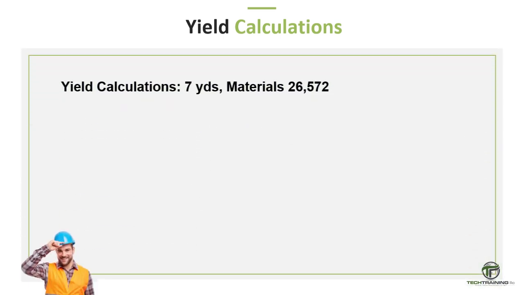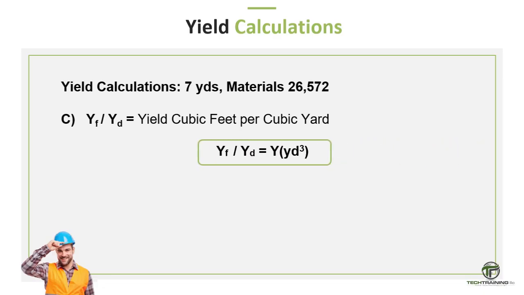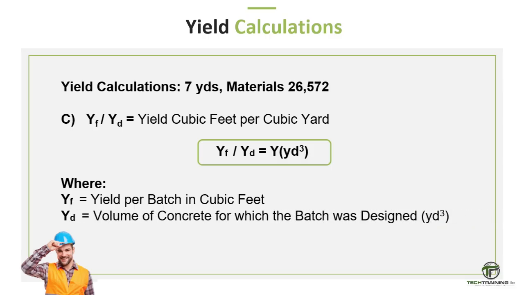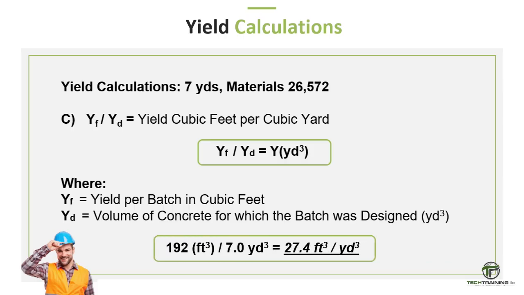Now, let's calculate the yield of cubic feet per cubic yard. Here, the calculation is y subscript f divided by y subscript d, where y subscript f is the yield in cubic feet, and y subscript d is the yield in cubic yards for which the batch was designed. So, the calculation is 192 cubic feet divided by 7 cubic yards, gives us a yield of cubic feet per cubic yard of 27.4. That is 27.4 cubic feet per cubic yard. So we are definitely over-yielding.